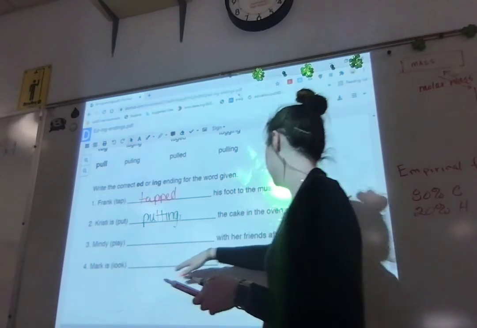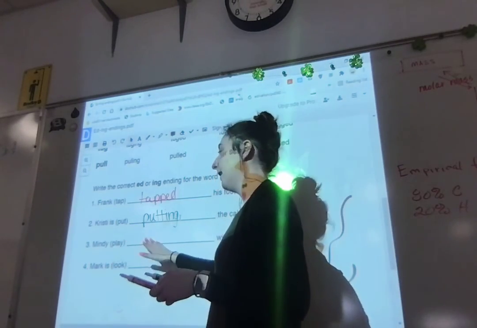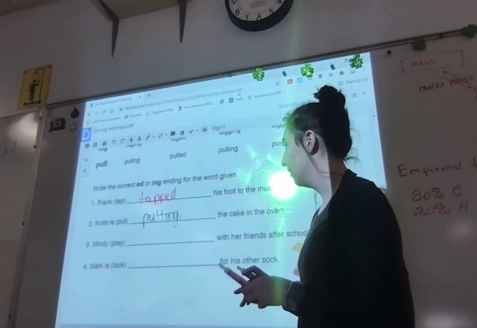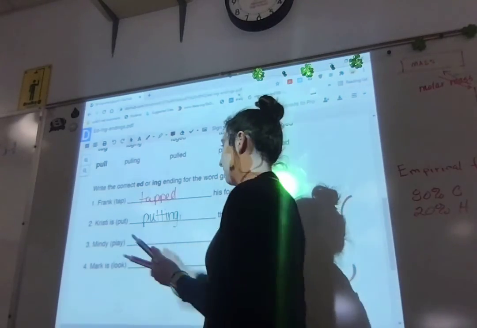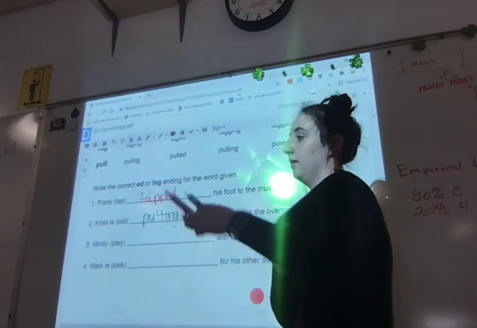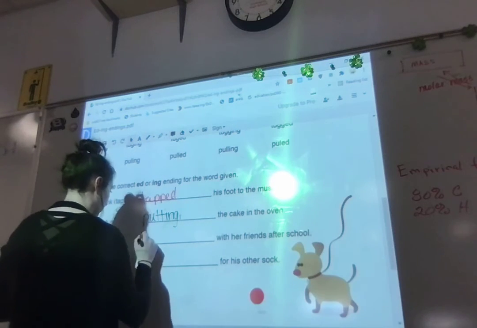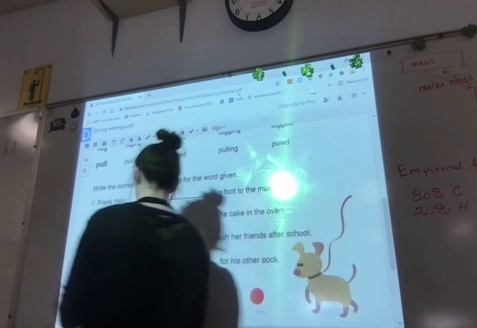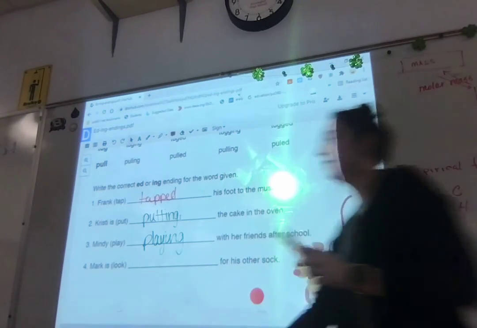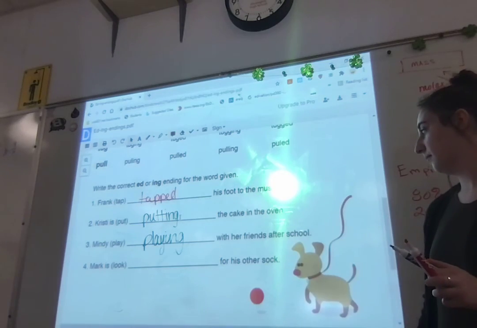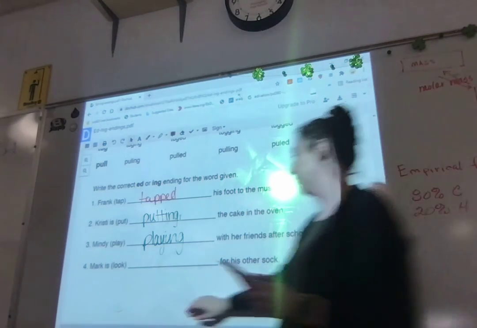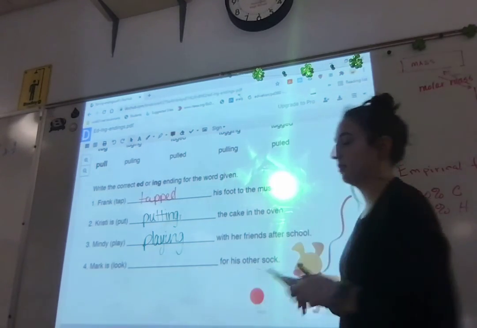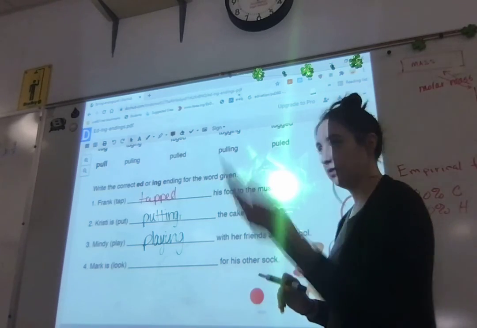So Mindy played with her friends after school, or Mindy playing with her friends after school? Played. Why is it not playing? You have to have is. Right. Okay. You want to read the last sentence? Mark is blank for his other sock. Mark is looked for his other sock, or Mark is looking for his other sock? Looking. You agree? Mm-hmm.